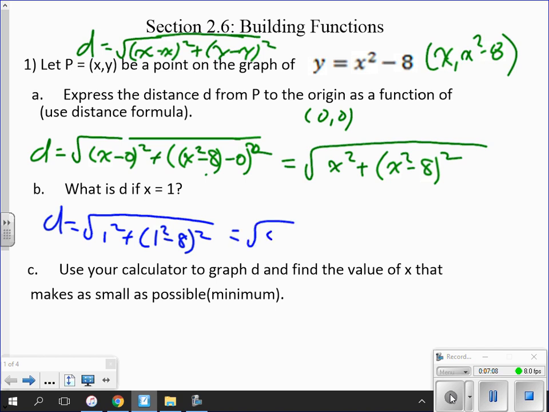You get the square root of 50, which is the exact value, although technically we should make that 5 root 2 because we should always simplify our radicals, but I really don't care. But if you were actually working this out on your calculator, you would get 7.071.